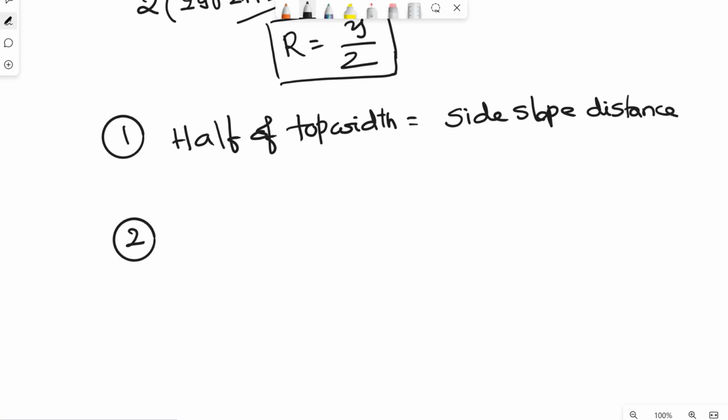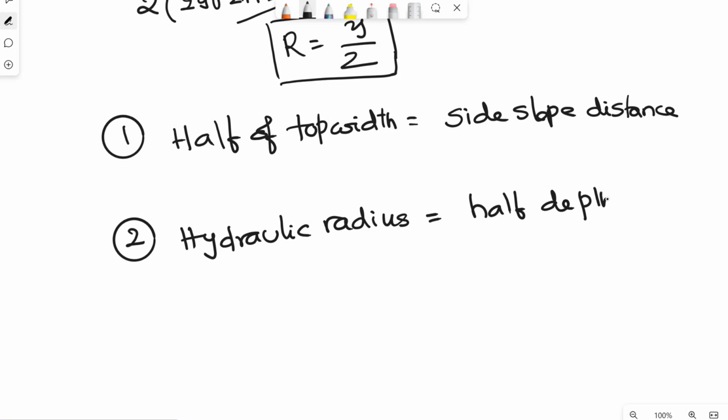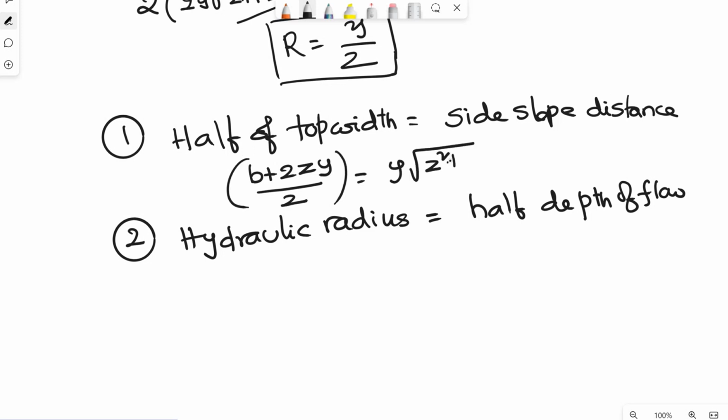And the second one is what? Basically, hydraulic radius is equal to half the depth of flow. So this means the first one is what? It is (b plus 2zy), that is top width, by 2 is equal to y into square root of z square. What is the second thing? R is equal to y. So this completes the thing actually.